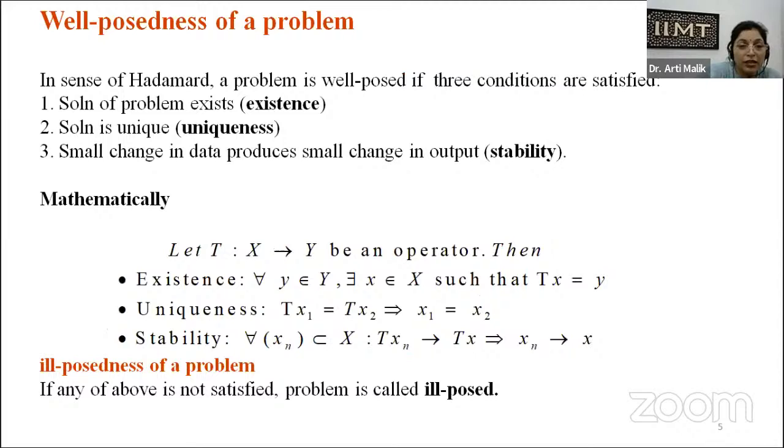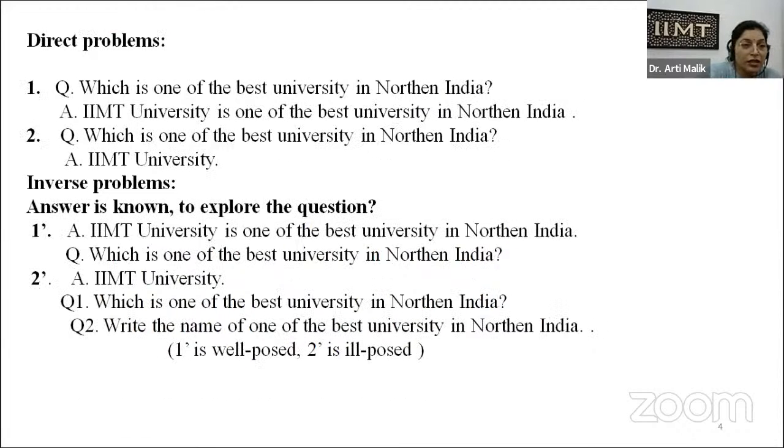Next, in another way, we can discuss the direct problem and inverse problem. One question is: which is one of the best universities in northern India? The answer will be IIMT University is one of the best universities in northern India. This is the direct problem. But in the inverse problem, the answer is known and we have to explore the question. IIMT University is one of the best universities in northern India. Then what will be the question? The question will be: which is one of the best universities in northern India?